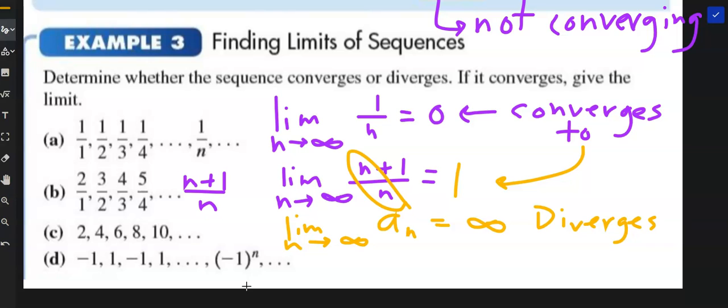Look at D. -1, +1, -1, +1, -1, +1. It keeps doing this for a long time, folks. Is it getting close to a single number? No. So what does that mean? It's diverging. And so that's the example I wanted to give you, Miss Longmore, because you gave me the typical one like letter C. But that one down there at the bottom also diverges because it doesn't get close to a single number.